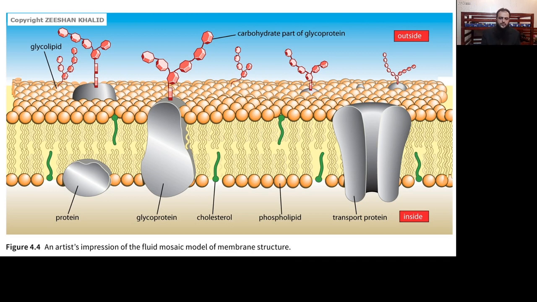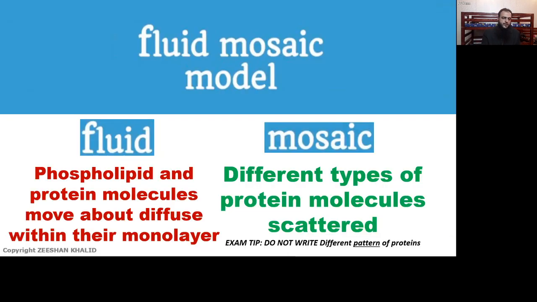And number 2, the proteins: some of them are fixed, but some of them are literally floating around in this jelly-like structure. So the fact that, number 1, the phospholipid can laterally move, and number 2, the proteins can move and diffuse within the monolayer, this is what is implied by the word fluid. And then you have the word mosaic. That's quite easy to understand.